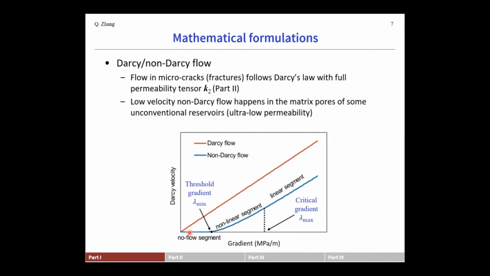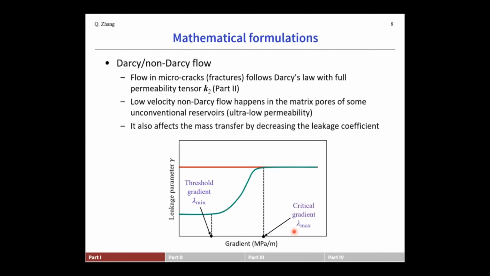In this figure, we can see that the non-Darcy flow can be divided into 3 segments: the no-flow segment, the nonlinear segment, and the linear segment, separated by the threshold gradient lambda minimum and the critical gradient lambda maximum. You can see for a given gradient, the Darcy velocity calculated by the non-Darcy law is always smaller than that using Darcy's law, which is a basic characteristic of low velocity non-Darcy flow of liquid, resulting from the interaction between the fluid particles and the solid.